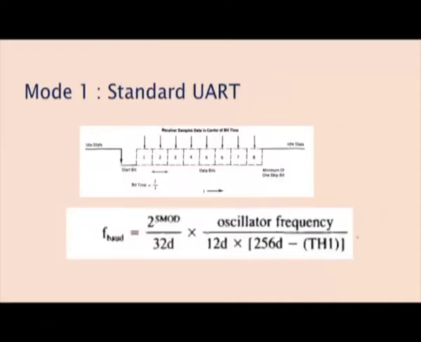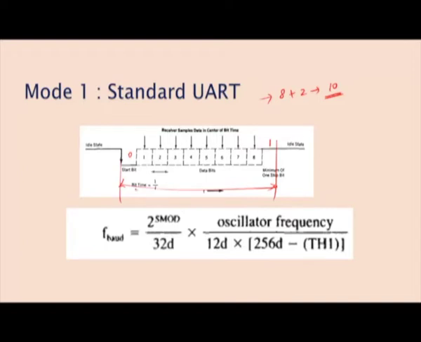The next one is mode 1, which is called the standard UART mode, because we use this mode most frequently. Here we are transmitting 8 bits plus a start and stop bit, so totally 10 bits are used as the frame size. The start bit is always low and the stop bit is high. So, this is one frame. This is how we are transmitting.